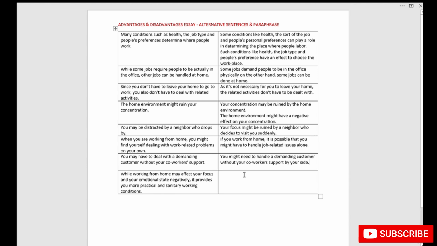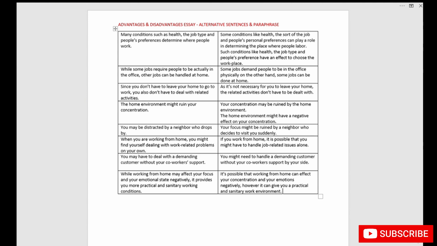That's also possible. And the last one, while working from home may affect your focus and your emotional state negatively, it provides you more practical and sanitary working conditions. So I say, it is possible that working from home can affect your concentration and your emotions negatively. However, it can give you a practical and sanitary work environment.